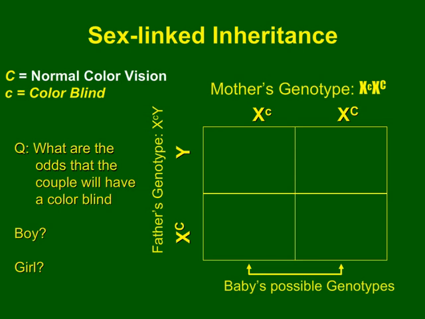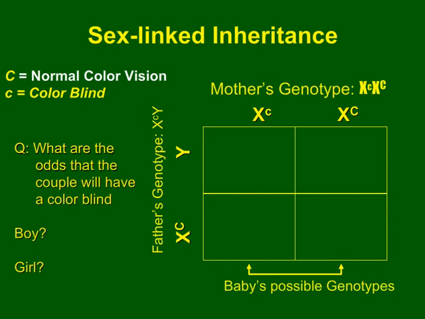So in this case, we're denoting normal color vision with a big C and colorblind individuals with a little c. And we list these as superscripts adjacent to the sex chromosomes. So let's take a look at your mother's genotype, which is X big C, X little c. And remember, your mother's genotype contains two X's because that means she's female. And so let's say that she's heterozygous for the color blindness gene. She has one bad copy, little c, and one good copy, big C.